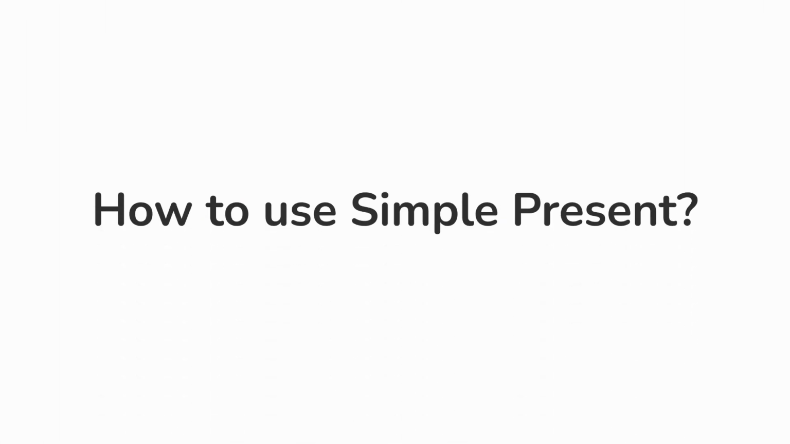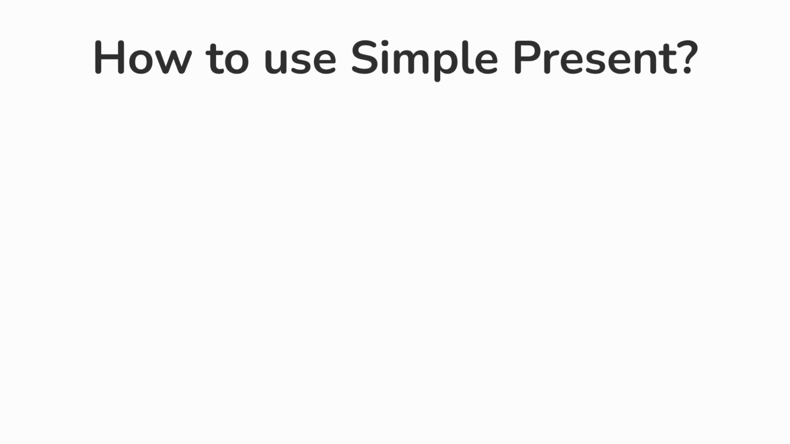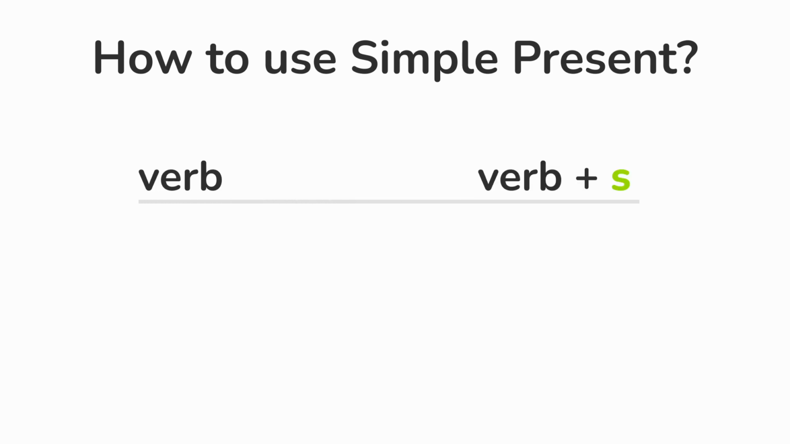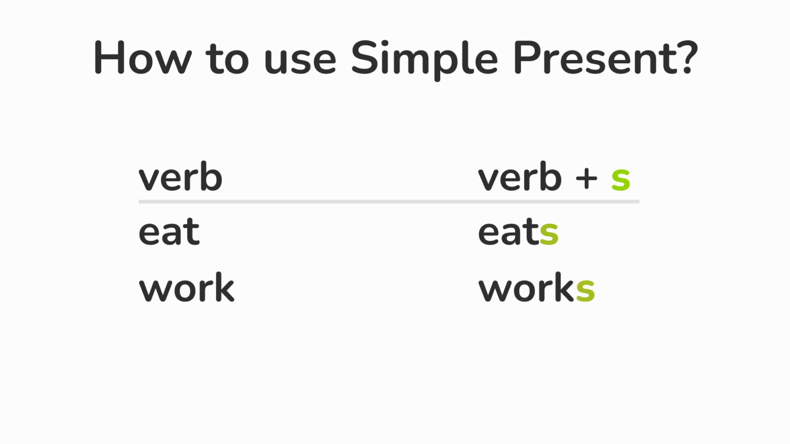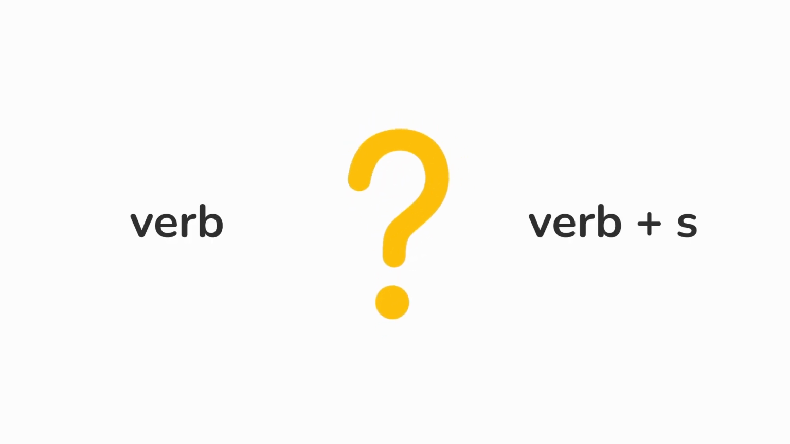How to use simple present tense. Simple present verbs have two forms: base verb and verb ending with s. For example, we can write the verb eat in two forms: eat and eats. We can write the verb work in two forms: work and works. When to use base verb and when verb with s.